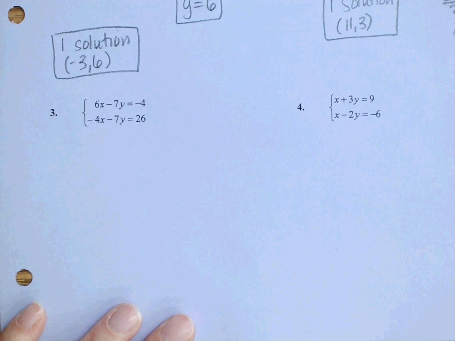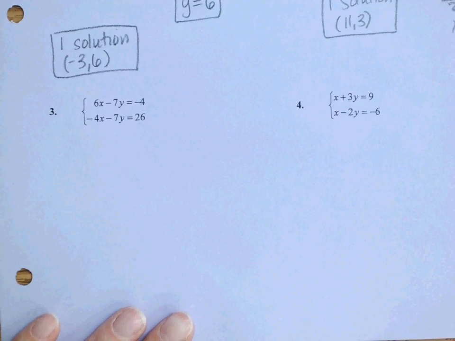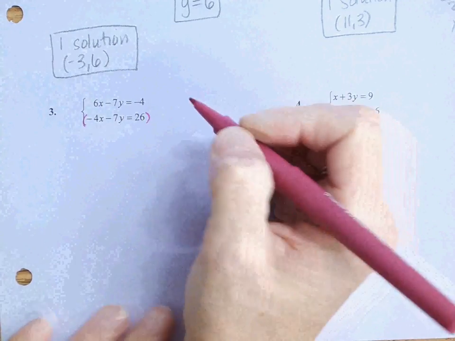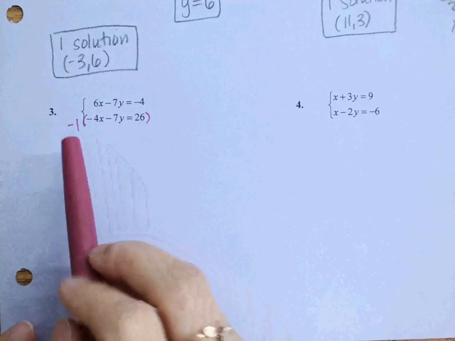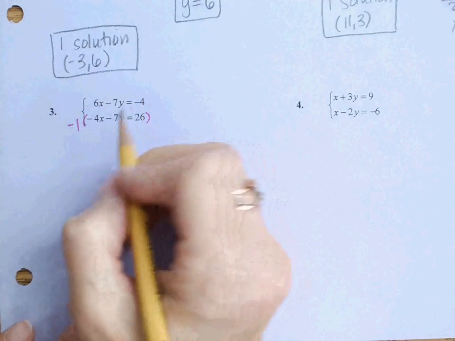So what I'm going to do is I'm going to take one of these equations and multiply by negative 1. So I'm going to take this and multiply by -1. Now the reason I'm going to multiply by -1 is negative times a negative, I get a positive 7y, and then I get my opposites.